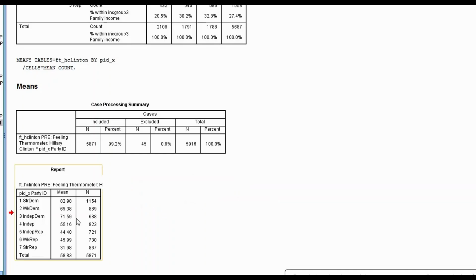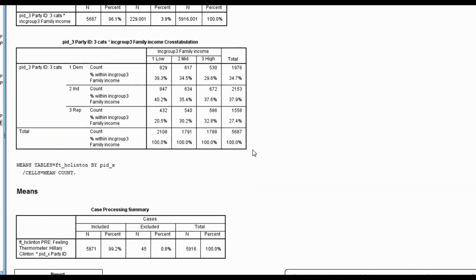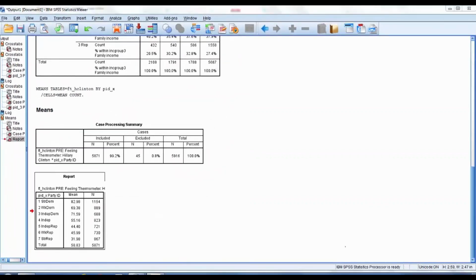Notice how compact this table is compared to the crosstab we ran, with all those numbers. This has really just one column of means, and then here are the number of respondents in each category. So, for example, of the 1,154 strong Democrats, that's code 1 on party ID, PIDX, Hillary Clinton's average or mean thermometer rating was almost 83 degrees, very warm, 82.98.